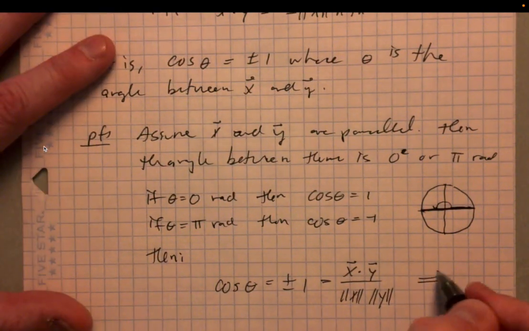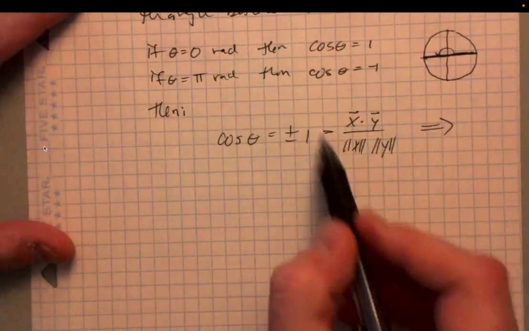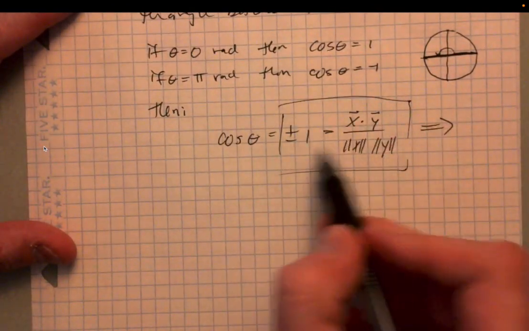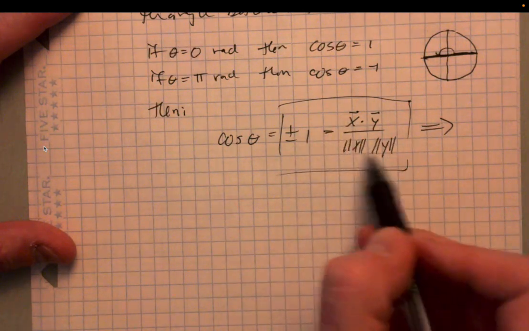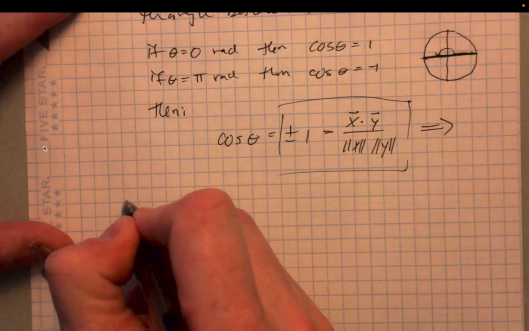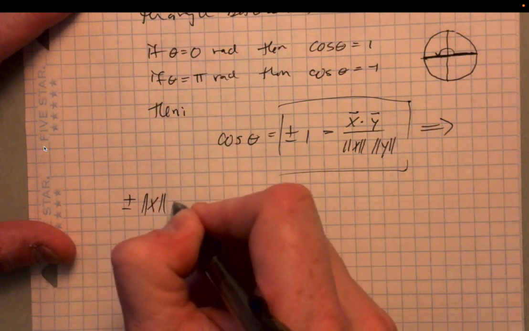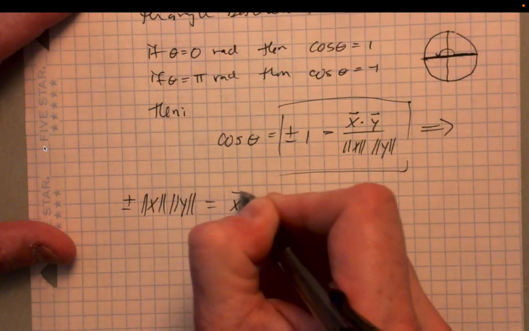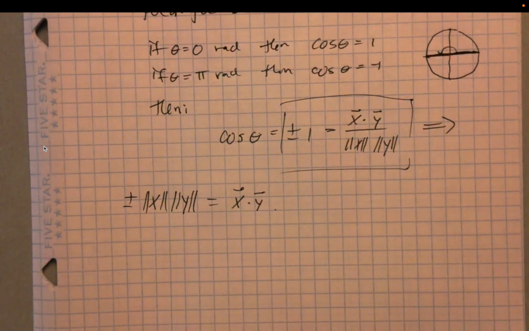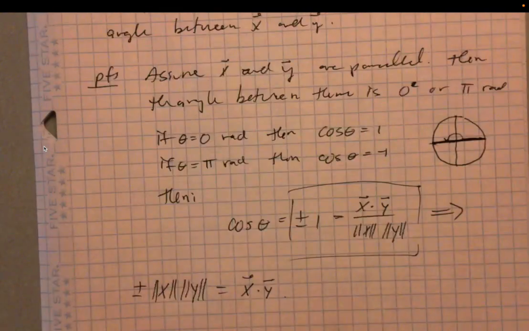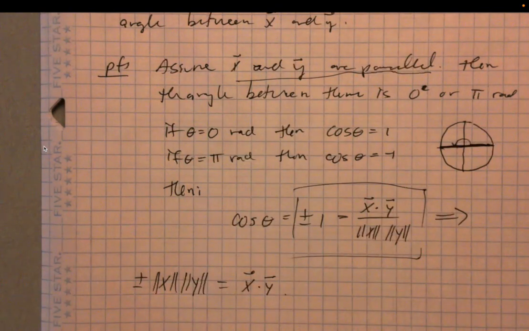Right? So what does that imply? Well, you can just do a little bit of algebra here. Just multiply both sides of this equation by the product of the norms, and you get plus or minus the norm of x times the norm of y is equal to x dot y. Right, and so this is just one direction of the proof. Here we assume that x and y are parallel, and we can derive that the formula is true.